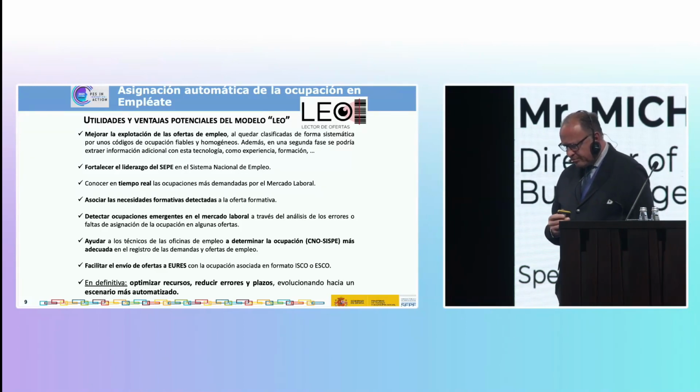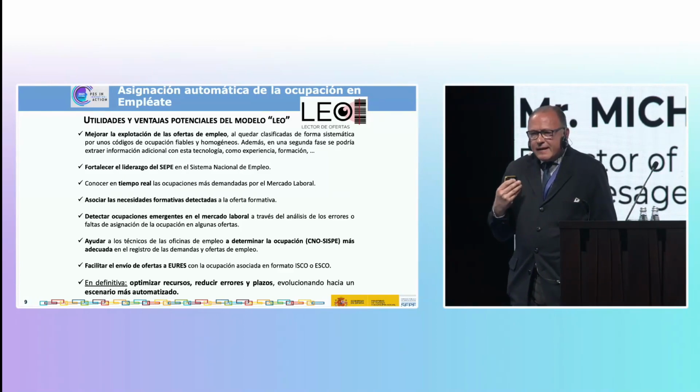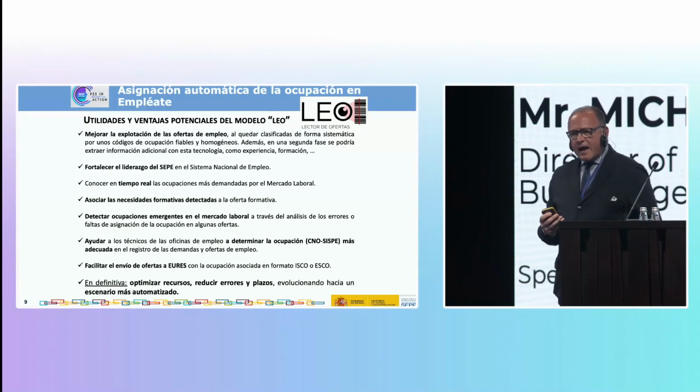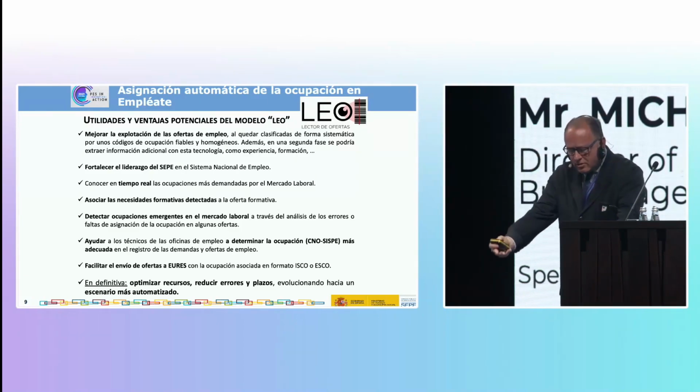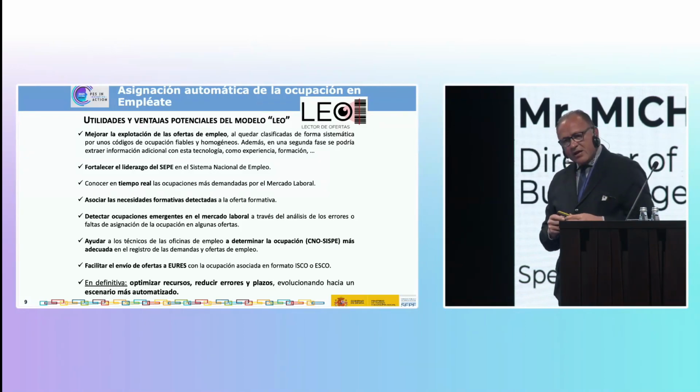This has allowed us to improve the vacancy system because now we have the reliable uniform codes. And it's possible, thanks to this project, to add information about work experience, prior trainings, etc. This also strengthens the position of our agency in the national system as the leader organization.